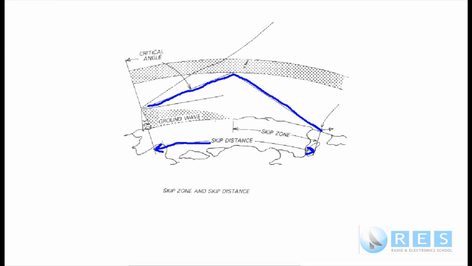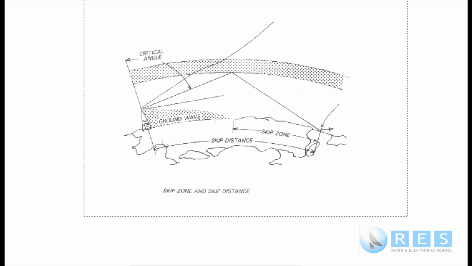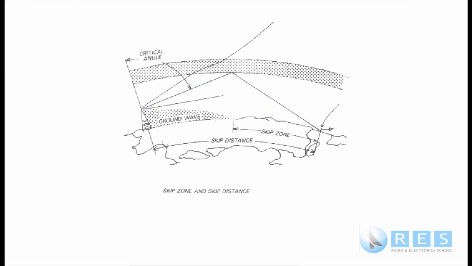The skip distance is also affected by the height of the ionosphere. If the layer was lower, then the skip distance would be shorter. If the layer was higher, then the skip distance would be longer, and so on. So the skip distance then is the distance from the transmitter to where the sky wave first returns to Earth, that distance there.